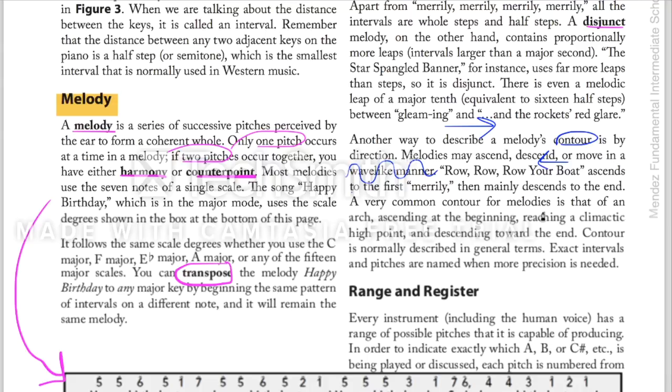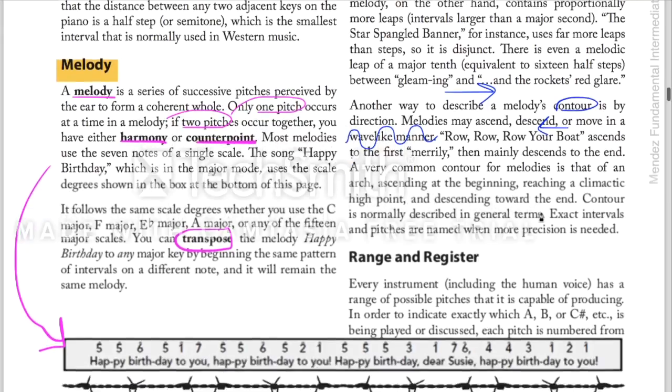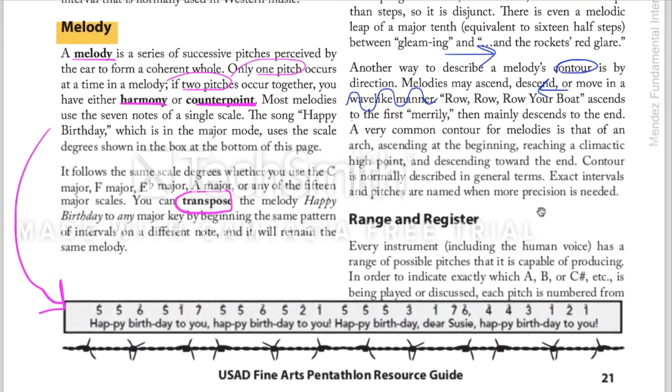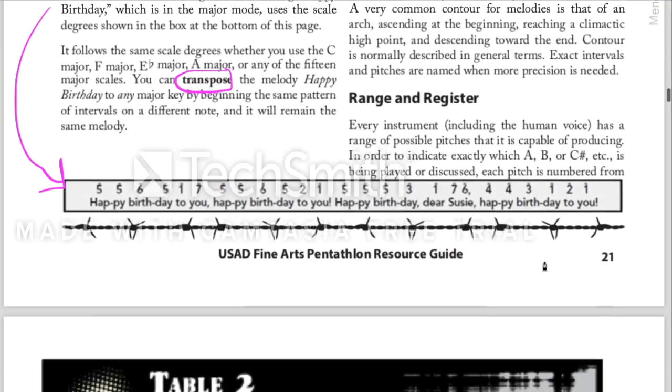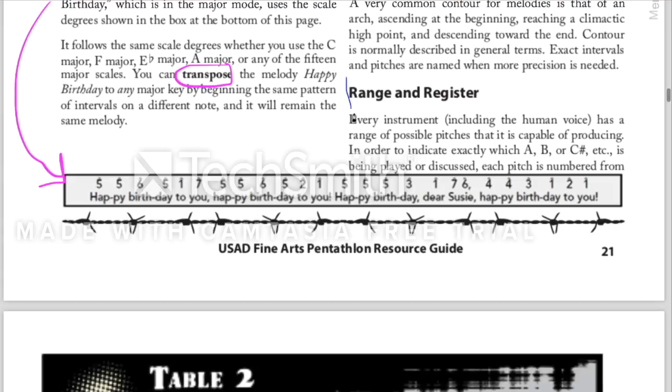Row, row, row your boat ascends to the first merrily, then mainly descends to the end. A very common contour for melodies is that of an arc, ascending at the beginning and reaching a climactic high point and descending toward the end. Contour is normally described in general terms. Exact intervals and pitches are named when more precision is needed. Range and register. Here's the next part.